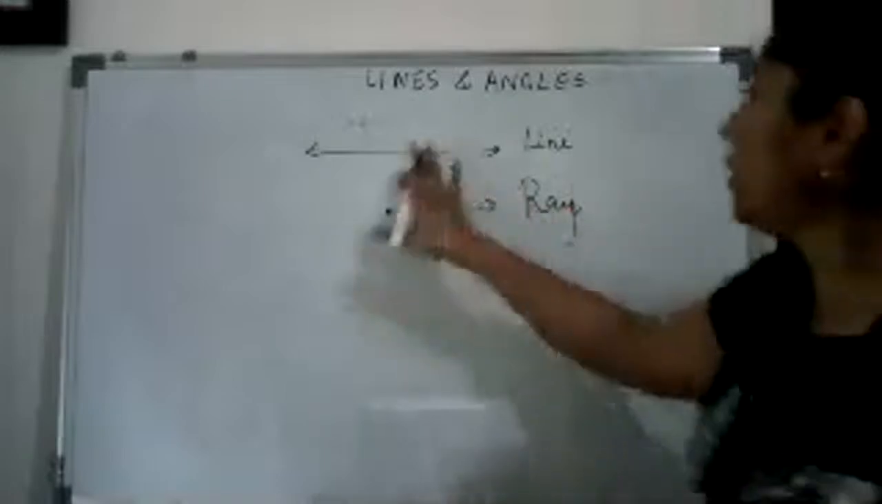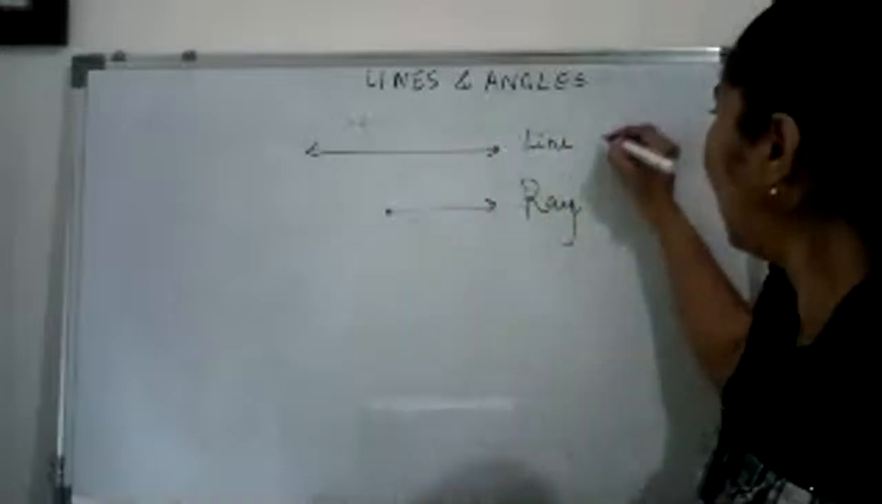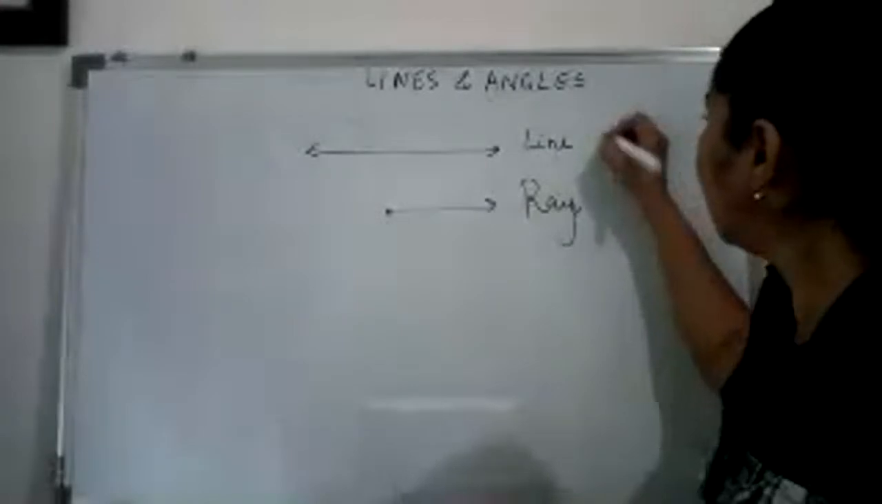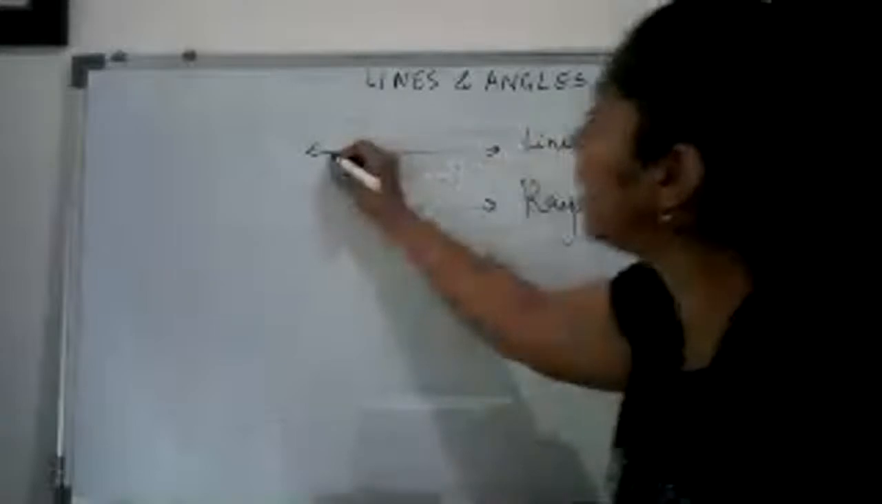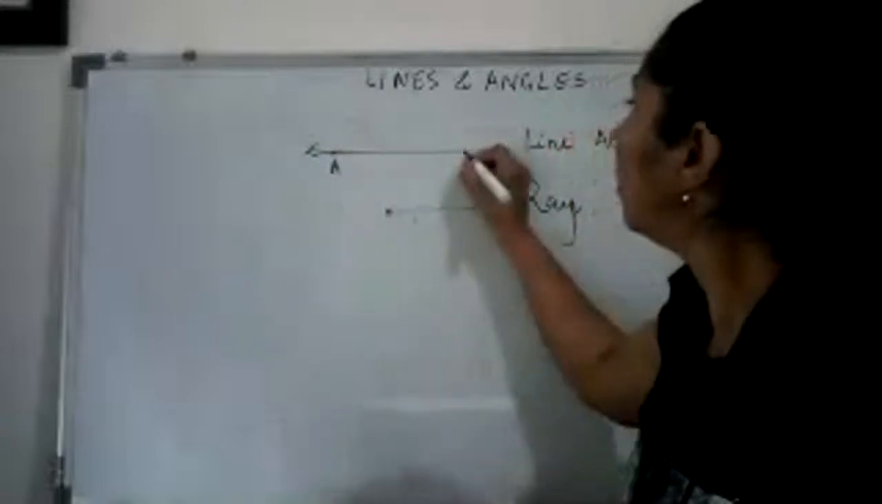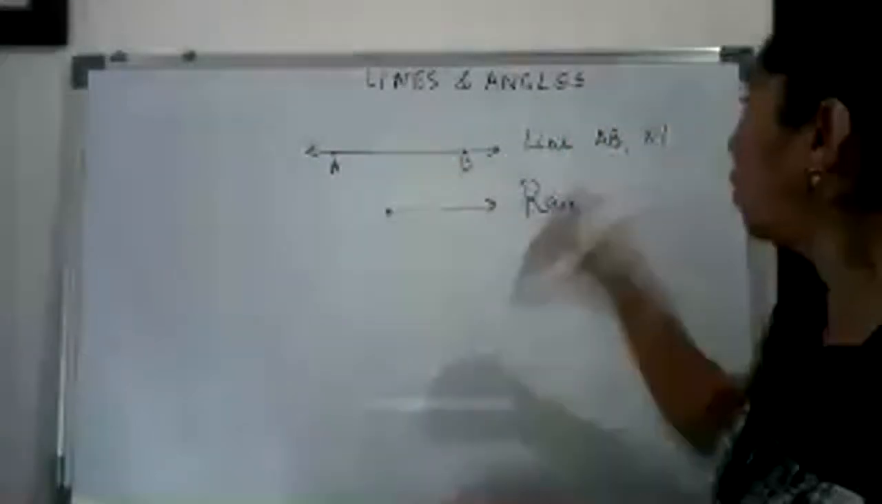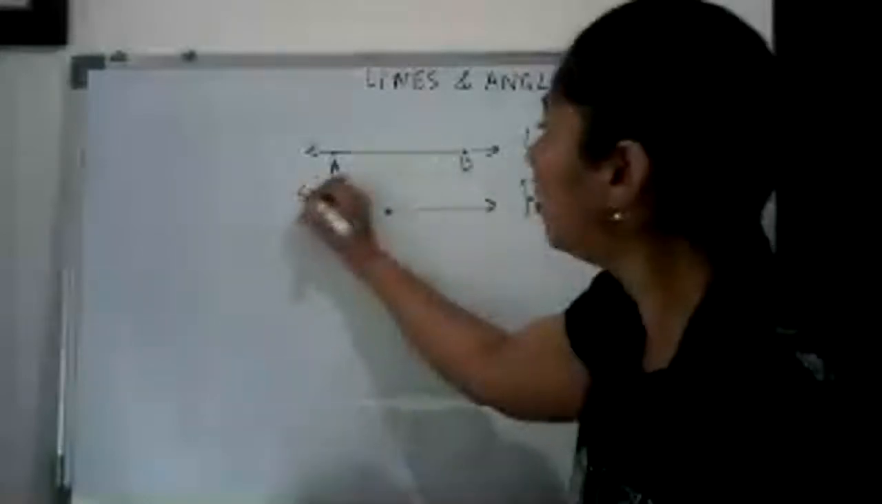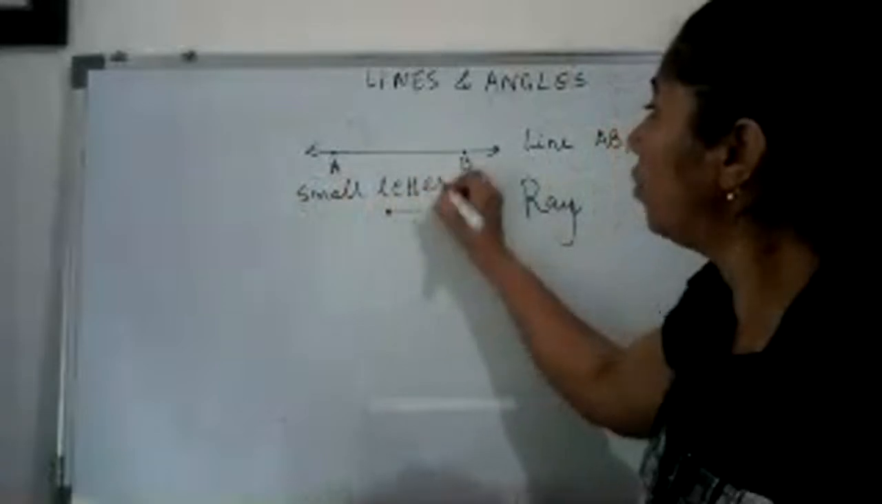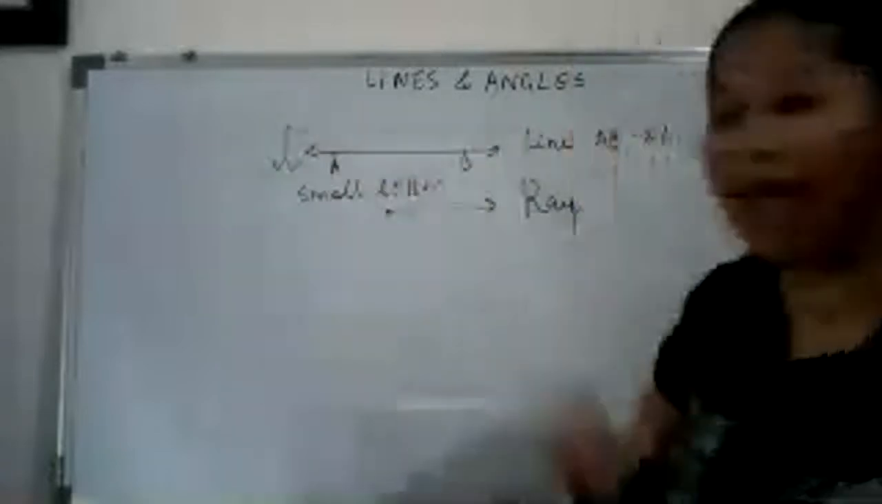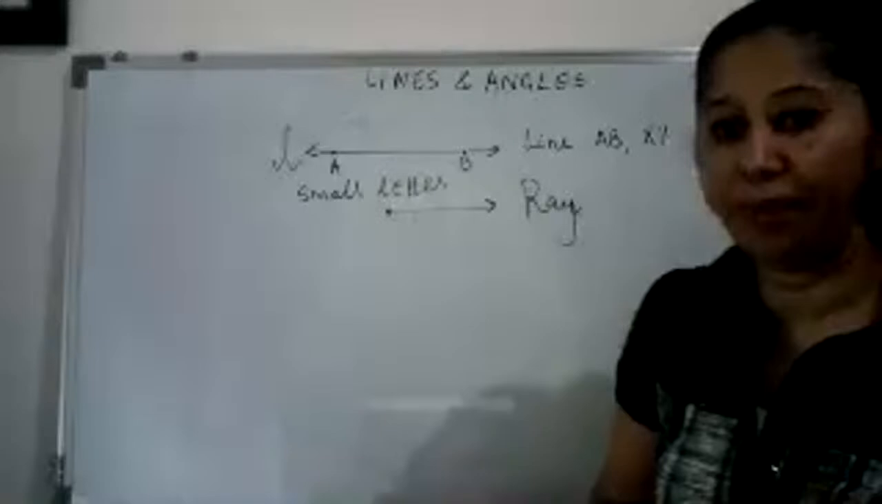Fine? When you name a line, you name it with two letters, with capital letters, say AB or XY, by considering any two points on it. Or it could be denoted with a small single letter. I could name this as line L or line M or line P, like that.